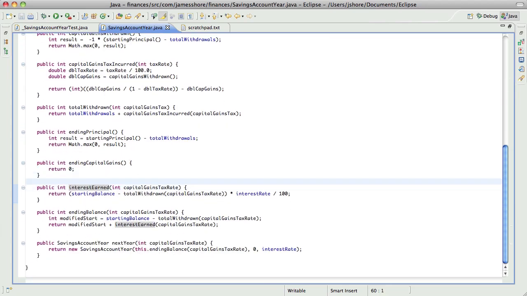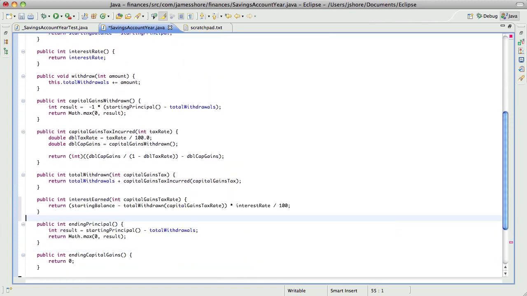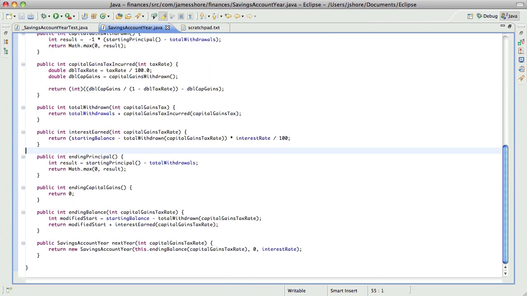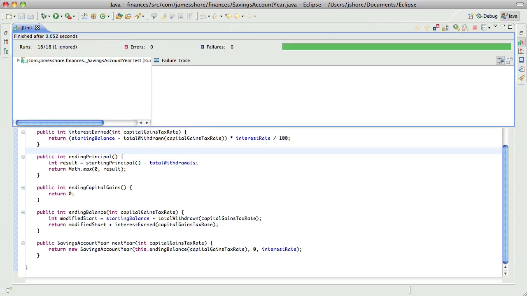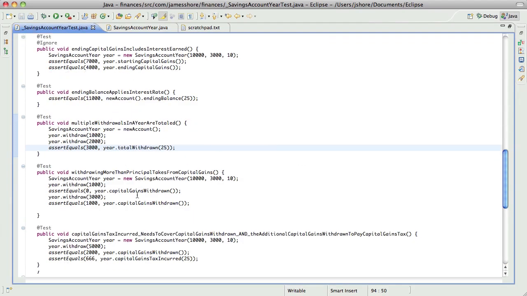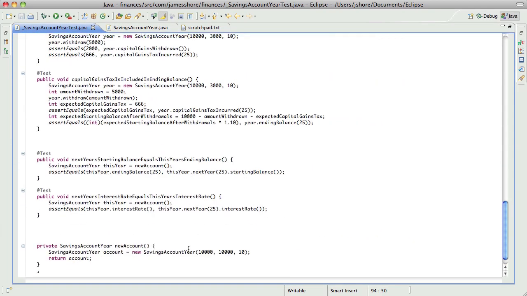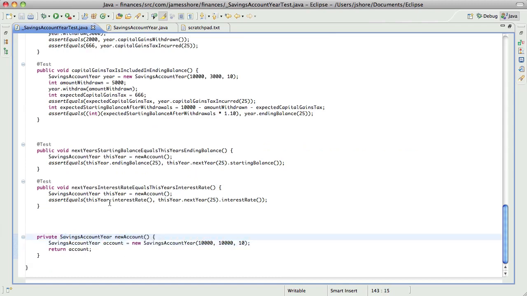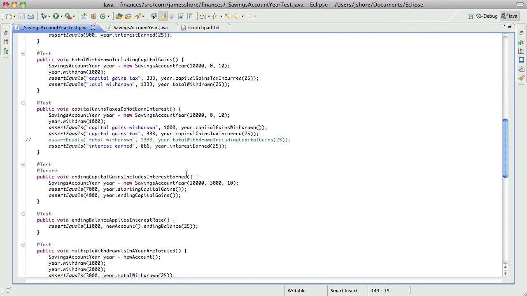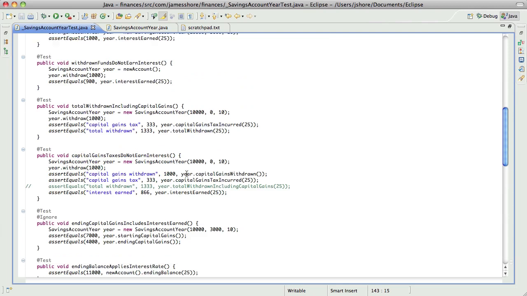Interest earned. Right there. Okay, so that should all still work. It does. Now we're starting to get pretty clean. We still need to fix this thing, but other than that, it's looking pretty good. Here, we could actually uncomment this code now.